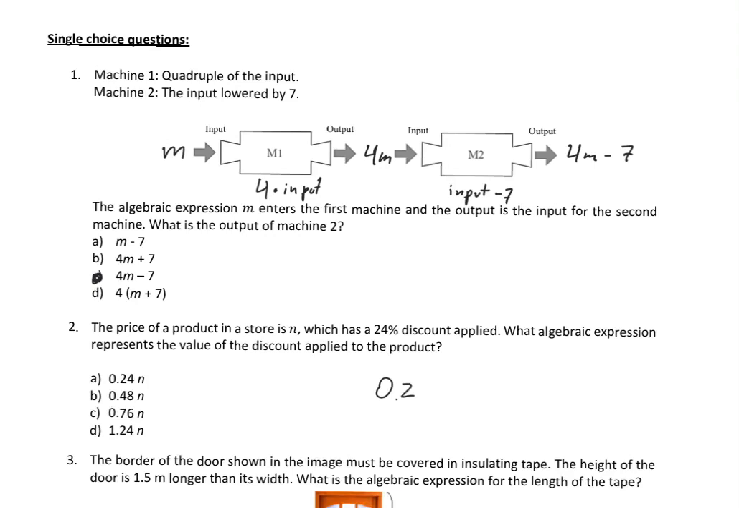And the final price is? The final price is the rest. So what's the difference between 100 and 24? 76.